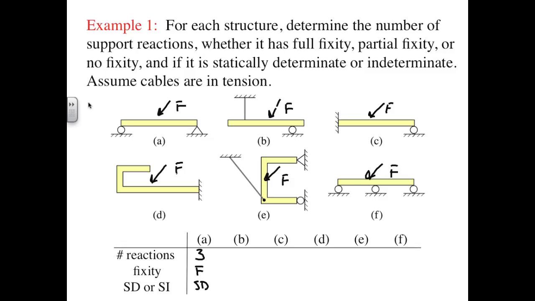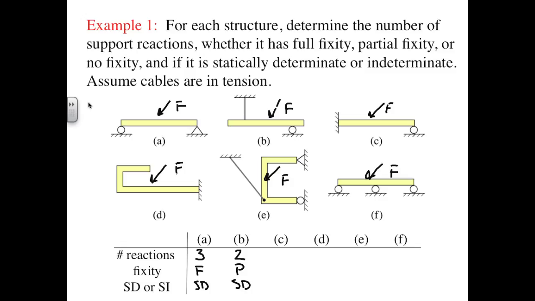In case B, we have a vertically oriented cable at the left, which provides a vertical reaction, and one roller support on the right, which provides another vertical reaction. There are two reactions. They're both vertical, so we only have partial fixity. We can translate back and forth in x without violating these constraints. So we have partial fixity, but we can determine the loads from vertical force and moment equilibrium on that cable and roller respectively, so this still is statically determinate.